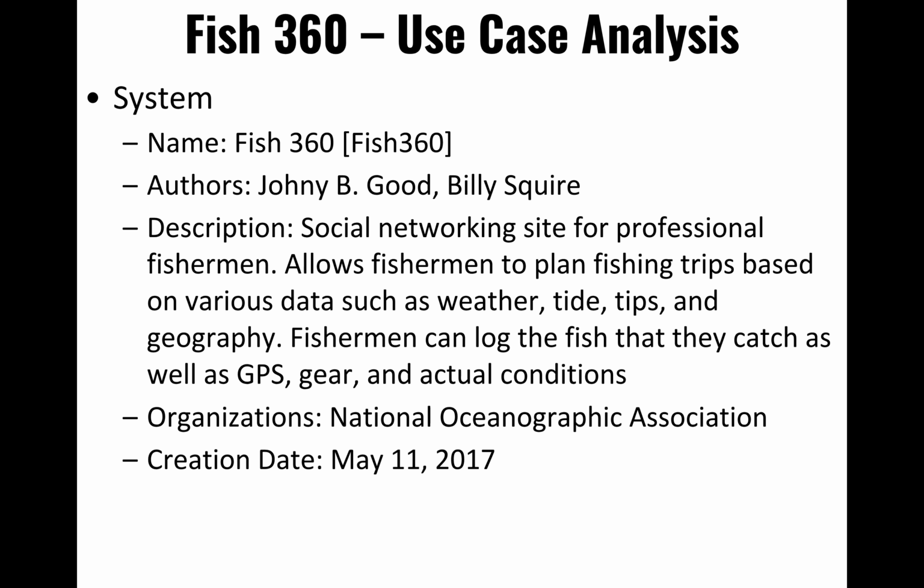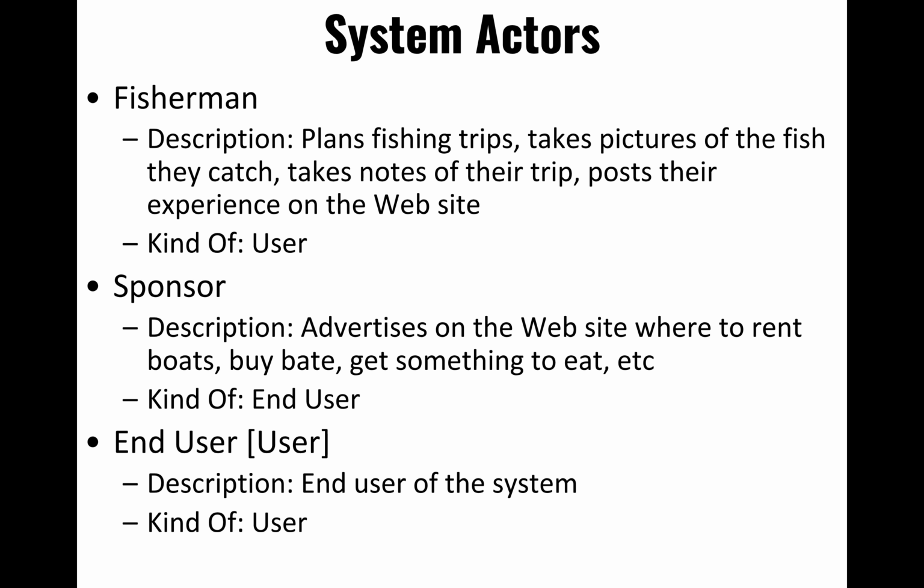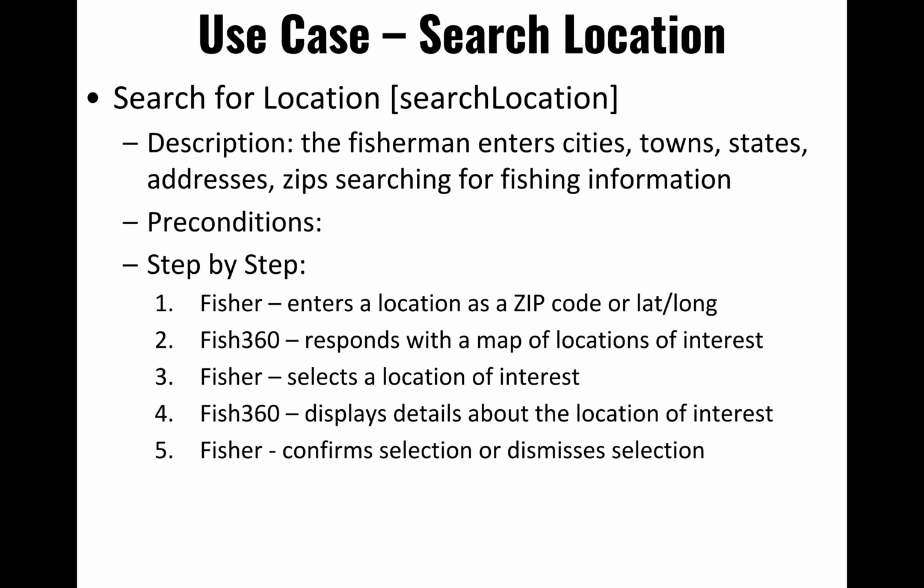This is kind of a description that it's a social network. You describe the system, the organization, when it was created, and some of the actors. You have a fisherman or fisherwoman, a sponsor that might be trying to sell to the fishermen, where to rent boats, where to buy the bait, where to eat, where to buy the gear they're going to be using, and the end user that is using the system. So the different actors. Here's just one of the use cases. The use case might be that I want to search for a location.